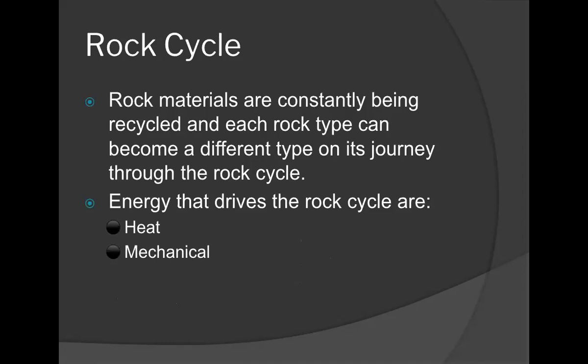This brings everything together in what is known as the rock cycle. And a cycle does what? It starts all over. Everything is connected and intertwined, and it's an ongoing process. Rock materials are constantly being recycled, and each rock type can become a different type in its journey through the rock cycle. The energy that drives the rock cycle are both heat and mechanical. Those are the two types of energy that drive this particular cycle.